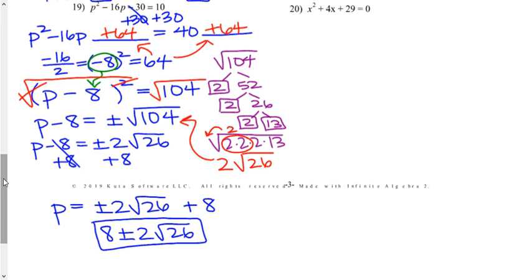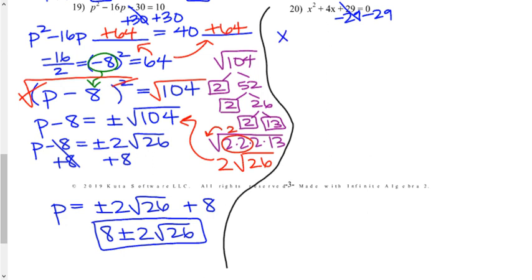Okay, and then number 20. Didn't leave myself very much room here. Subtracting 29 from both sides is always my first step, getting that c value over to the right. So I have x squared plus 4x, leaving some space, equals negative 29, leaving some space. Do not forget that if you're subtracting a number from 0, you get a negative. So don't add 29 to both sides. It's always going to be minus 29.